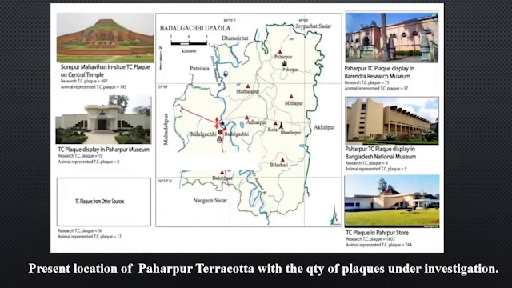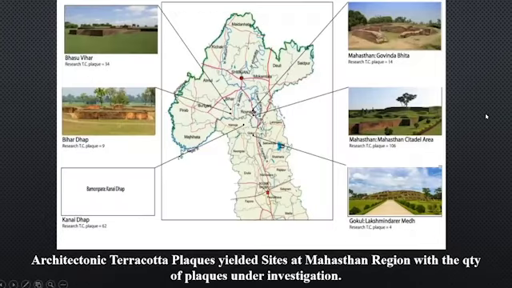Here I show the second region of terracotta plaques yielding sites. This is the Mohstan region. In the present research, only those archaeological sites in Mohstangarh and its surroundings have been included where architectonic terracotta plaques have been found. The total plaques from Mohstangarh included in this research is 225, among which 57 have animal figures depicted in them.